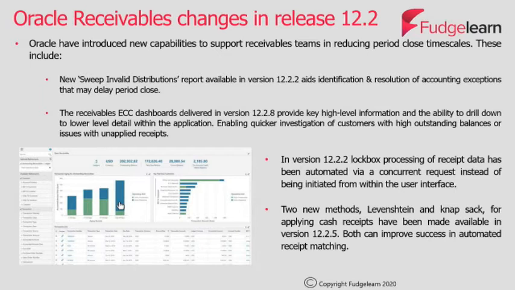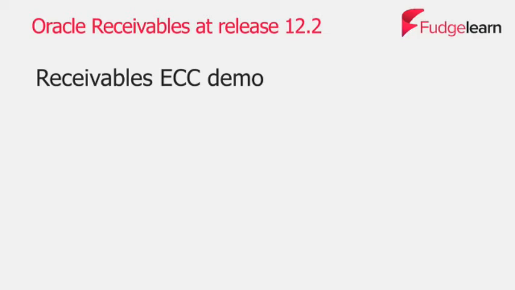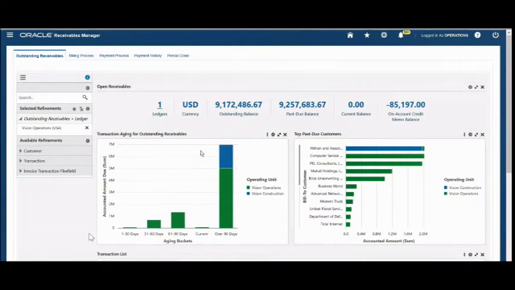So now let's take a look at a short demo of the Receivables Enterprise Command Center. Here we've got the Outstanding Receivables dashboard, and we're filtering on the ledger Vision Operations. We've got the key receivables information shown across the top, and we can see from the charts the transactions aging and top past due customers information.